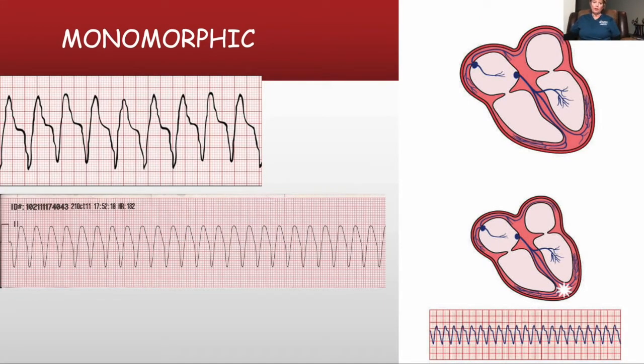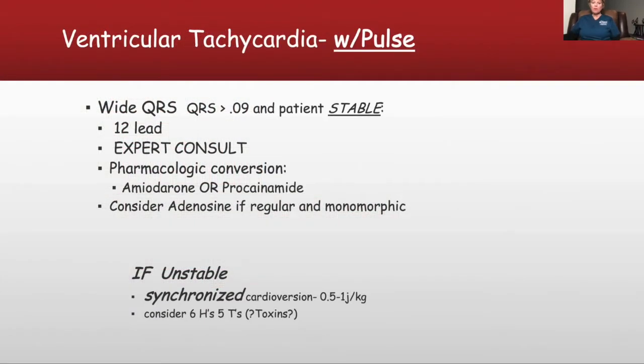So monomorphic ventricular tachycardia just means that it's coming from one irritable site in the ventricles. And when you look at it on the screen, it all looks the same. All the beats look the same. Ventricular tachycardia with a pulse, the QRS is going to be wide. If the patient is stable, again, that's very rare, but be prepared for the worst and go ahead and get an expert consult. You may want to do a 12 lead. Some will get an echocardiogram.